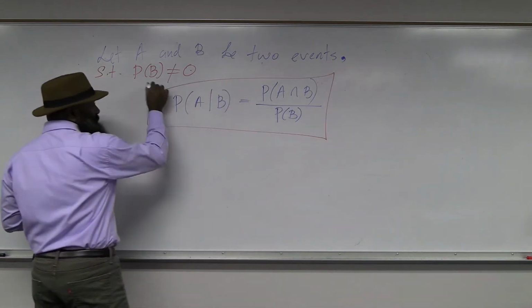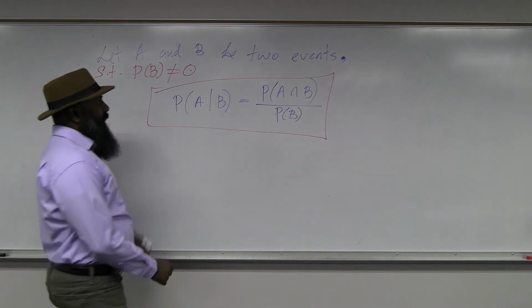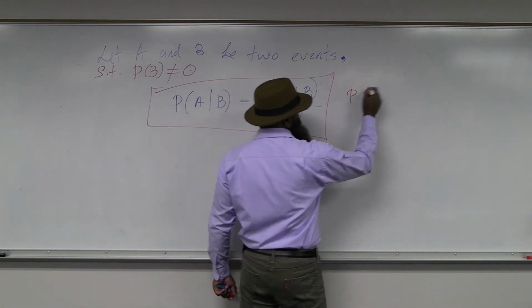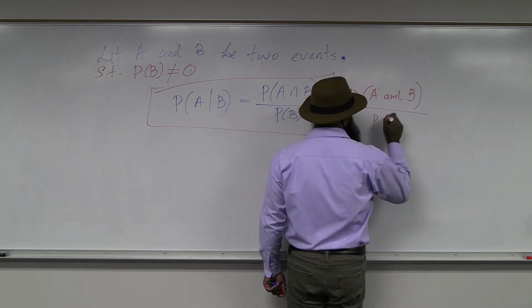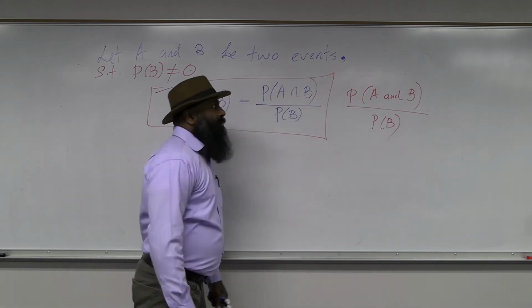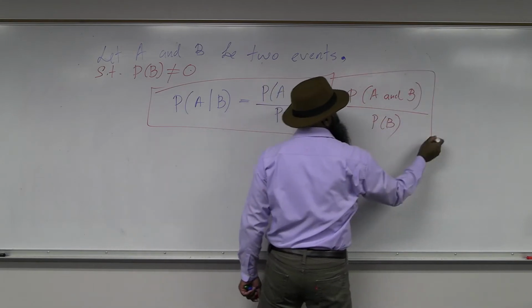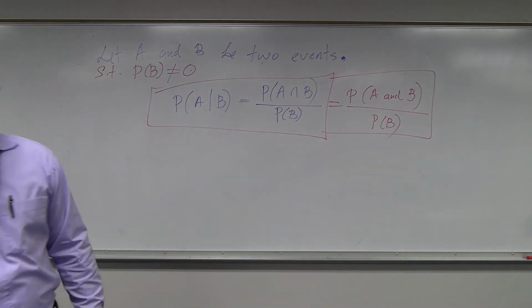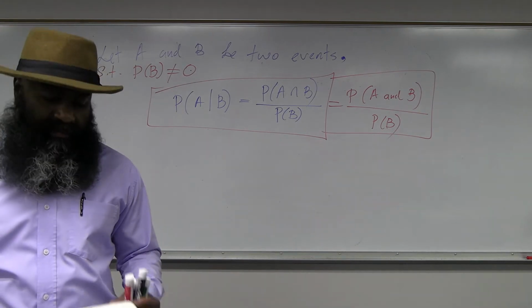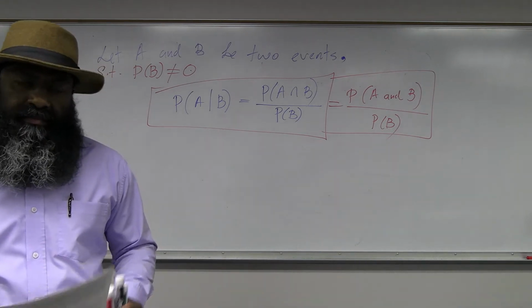You have to remember this equation always. The numerator, if you like, can be remembered as probability of A and B as well, and that divided by probability of B. All right, let's move on to the third point, independent events.